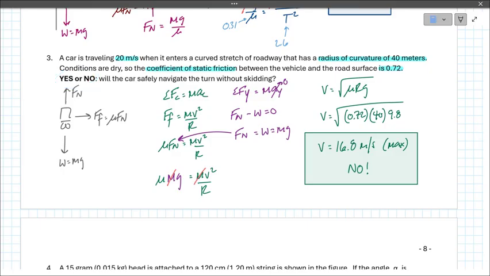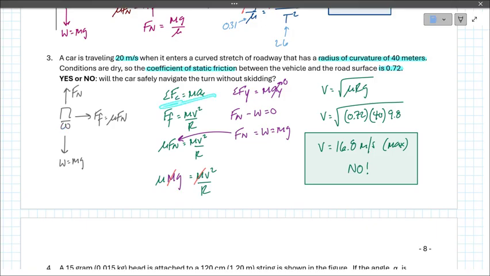So one way you could do this is by solving for, how fast can I go given the size of my turn and the road conditions? What is my actual speed that I can go as a maximum? And then compare that to how fast I'm actually going, 20 meters per second. So we have a normal force going up, weight going down. We have our friction going into the center of our circle because it's not allowing us to slide and drift away from the center of that circle.